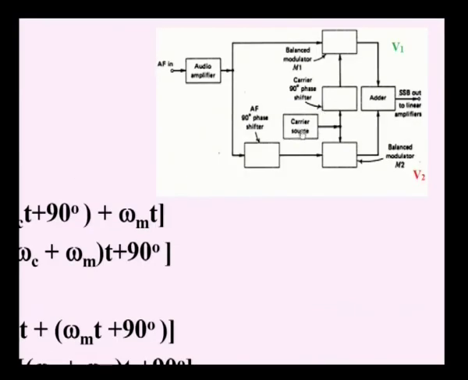Here if we consider this case, here we are applying the carrier directly to this modulator, whereas this one 90 degree phase shifted we are applying to this modulator. And here if you interchange the carrier and the audio frequency and then if you provide the alternate phase shift, then it is possible to generate the lower side band.